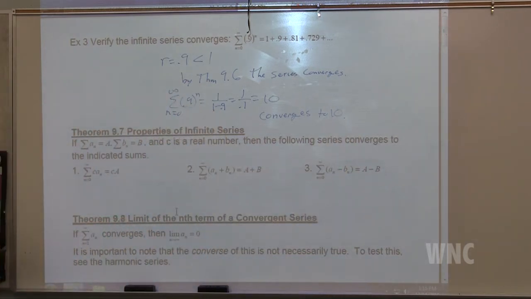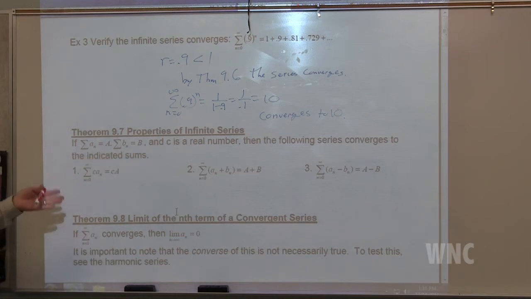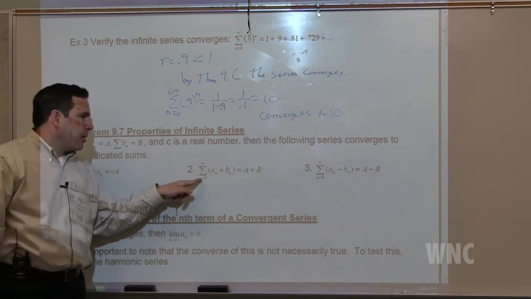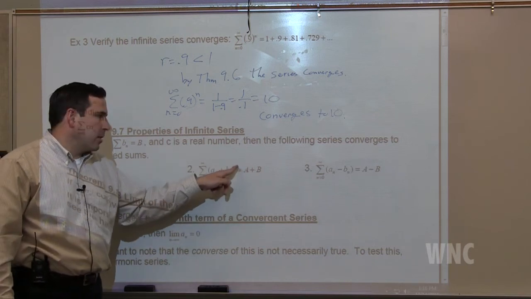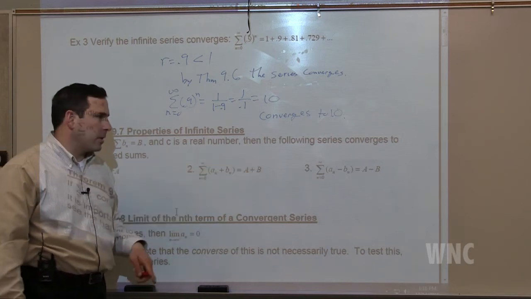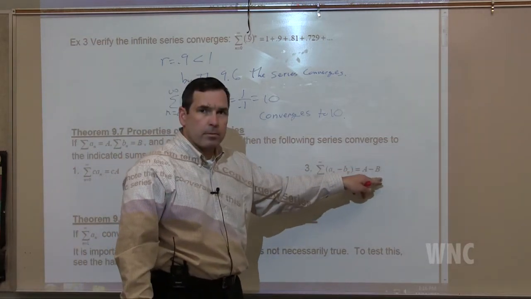It's kind of cool. Theorem 9.7, properties of infinite series. If the sum of a sub n is capital A and the sum of b sub n is capital B and c is a real number, then the following series converge to the indicated sums. The sum as n goes from 0 to infinity of c times a sub n is c times what it sums to, capital A. The sum of a sub n plus b sub n is just the first series sum plus the second series sum. And the sum of the difference of these series is the difference of their sums.